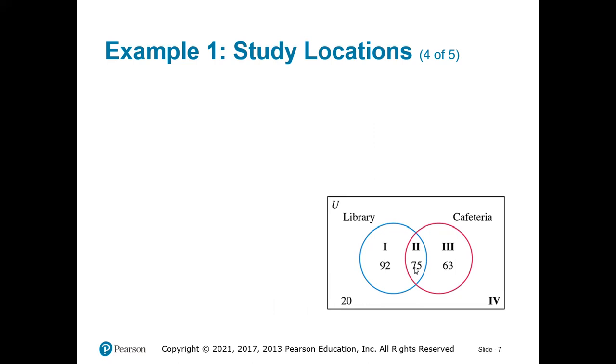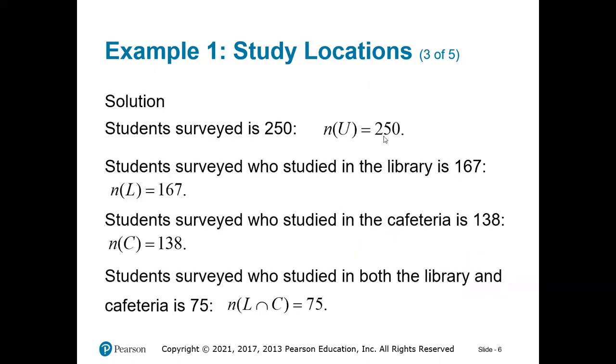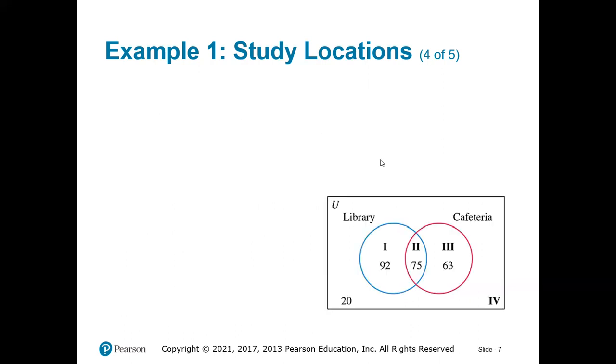And the 75, well, those people go sometimes to the library, sometimes to the cafeteria. But if you add up all these three numbers, 92, 75, 63, it's not 250. So if you add all these numbers and subtract that from 250, you find 20. That's why we put 20 here. The number 20 is outside of all these sets, which means that 20 people among those 250 students go somewhere else to study, where we don't care, but they don't go to the library and they don't go to the cafeteria.